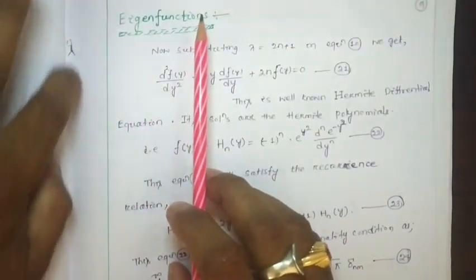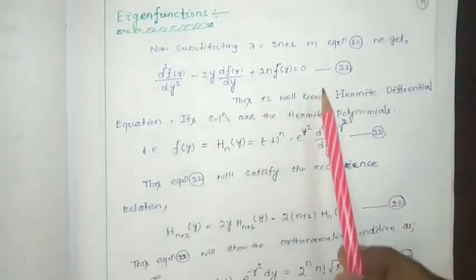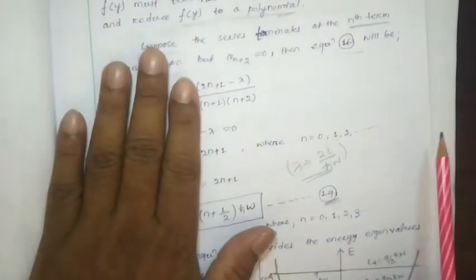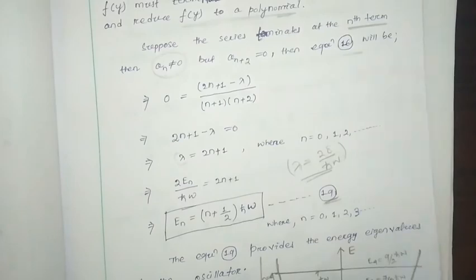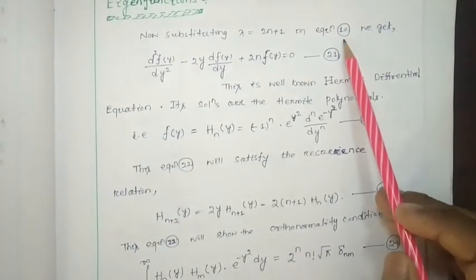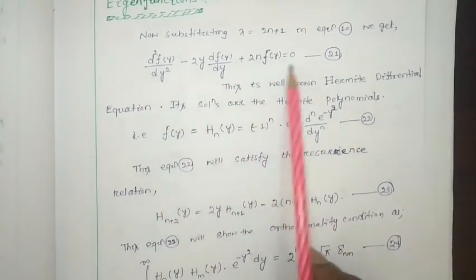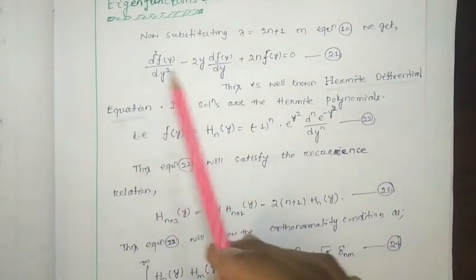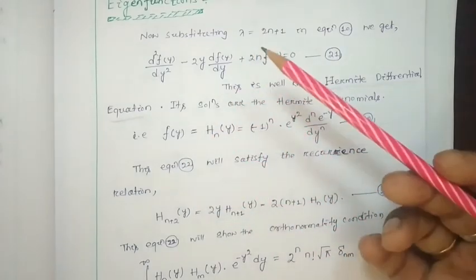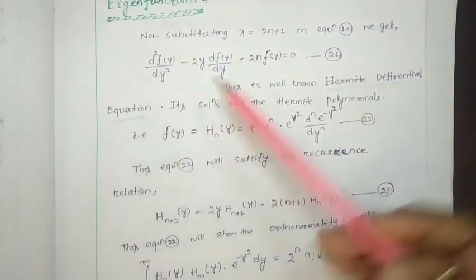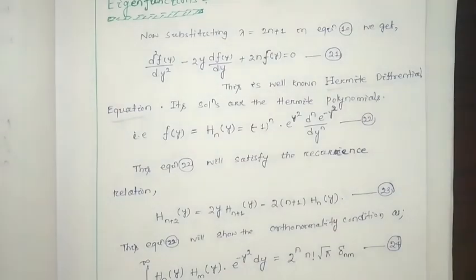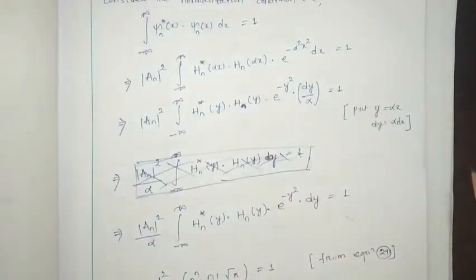Next, we have to discuss the eigenfunction. Now substituting here, we found that lambda is equal to 2n plus 1. If this lambda is substituted into equation number 10, we get this equation. This is exactly the harmonic differential equation. As it is a harmonic differential equation, its solutions will match the harmonic differential equation, and we will write them that way. That we are going to discuss in our next class. So in our next class, we are going to discuss eigenfunctions.